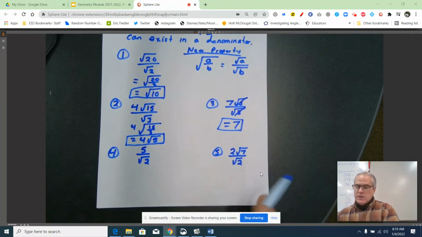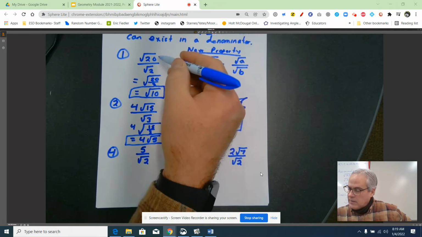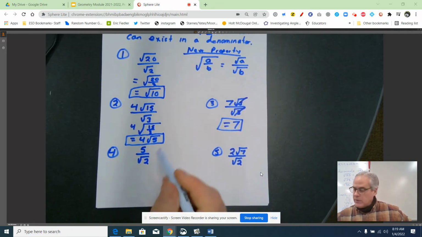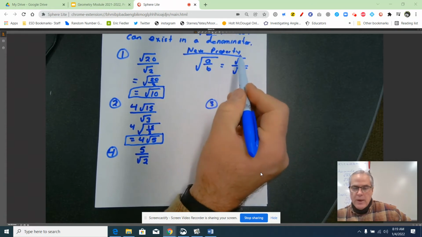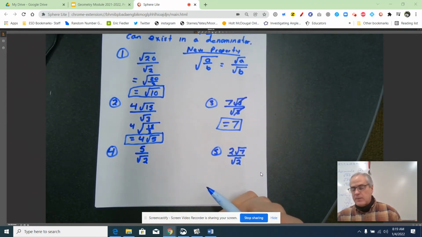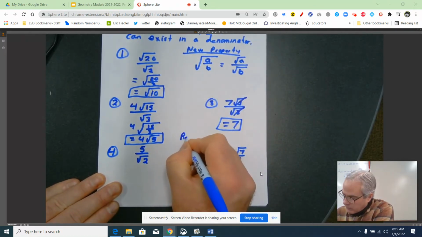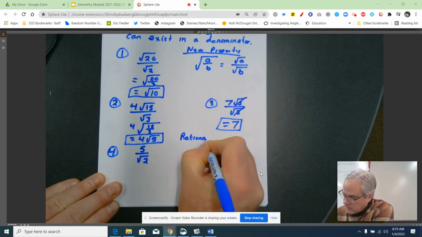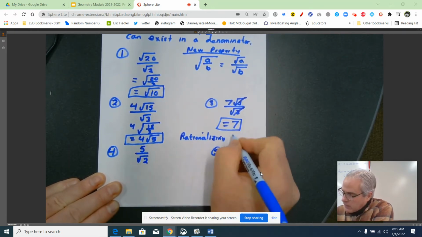Okay, now things will change in these next two. Notice in number 4, the top does not have a square root like the other ones that I just showed you did. There's no square root sign in the top. To be able to use this property up here, you have to have a square root sign in the top. So how do we do it? Well, you have to do something different. It's called rationalizing the denominator.